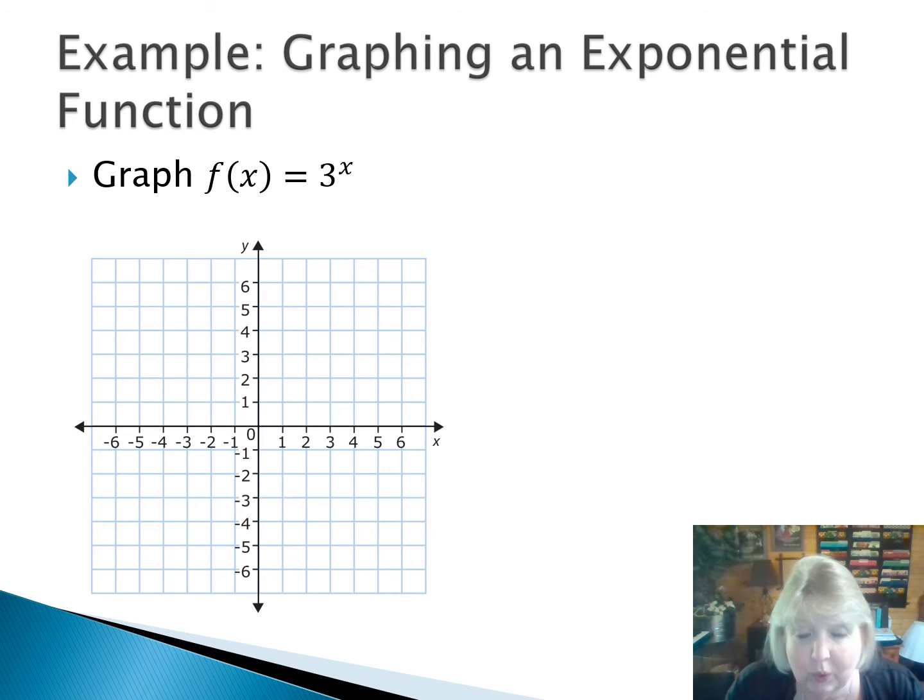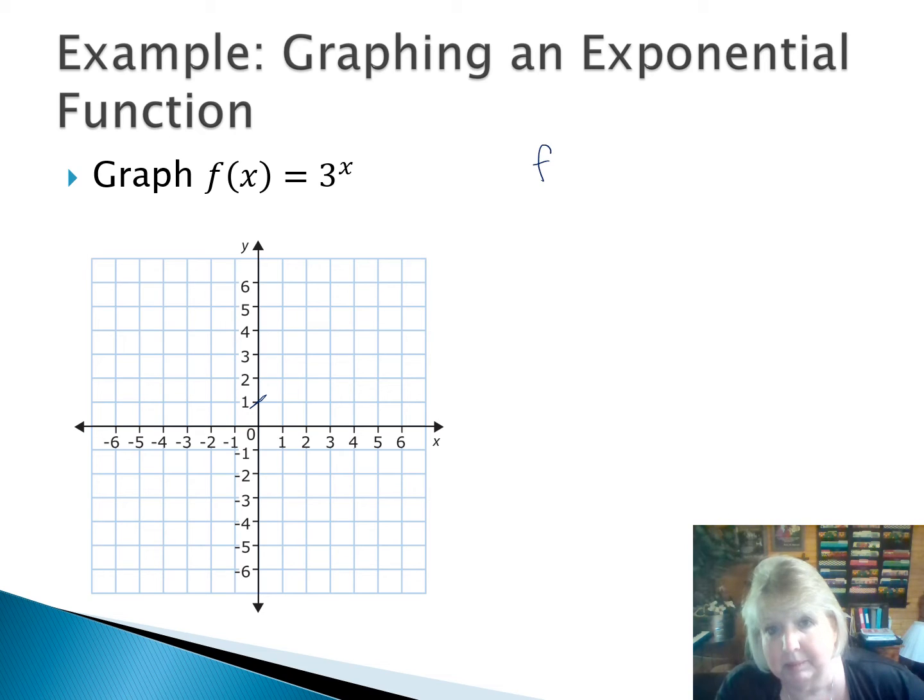So let's take a quick look at a graph and see just how easy it can be. First of all, because there's no transformations going on, I know it goes through the point over 0, up 1, right there somewhere. I can tell you also that it's going to be always increasing because this number is greater than 1. To find a second value, I'm simply going to plug in 1, which is a quick, easy 3. So over 1, up 3, right there.